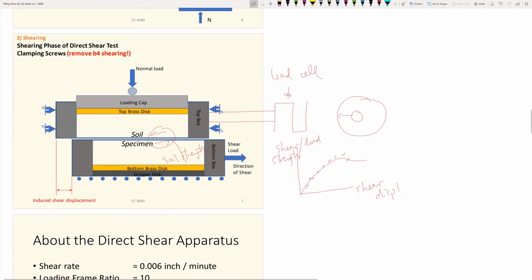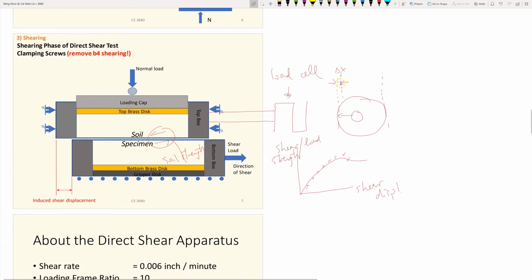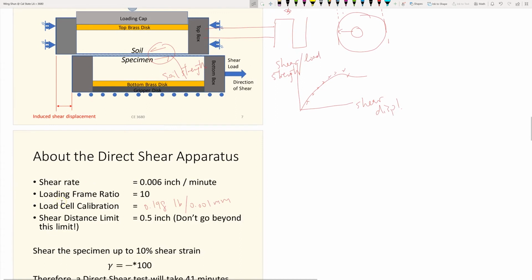So if this load wing got deformed, this is the top view of the device. So this is the total length of the steel wing, and this is the small deformation. Every tiny bit of movement as small as 0.001 millimeters represents a change of loading of about 0.2 pounds. So whenever it gets deformed by 0.01 millimeters, the soil is experiencing 0.2 pounds. So that is the load cell calibration factor.